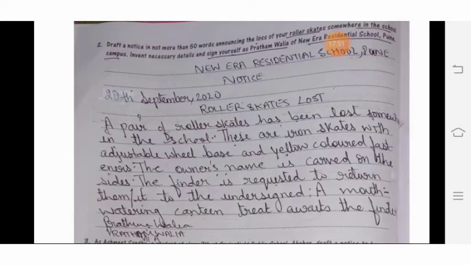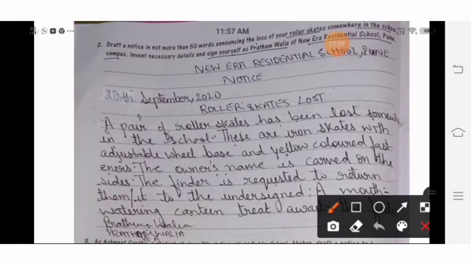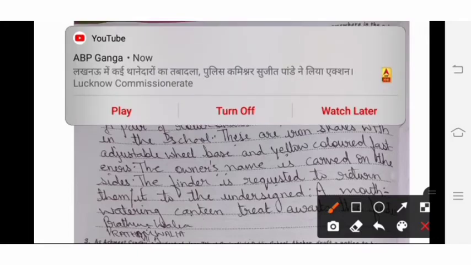So now everything is given here. My first step should be to go through the things which are given. Over here they have given that you have lost your roller skates. Okay, underline it. Underline: roller skates have been lost. Okay, where? In the school campus. Then the name is given. Then the name of the school is given. Simple. Now start writing the name of the school. Notice, date, then an eye-catching heading over here. Got it? This is your heading.